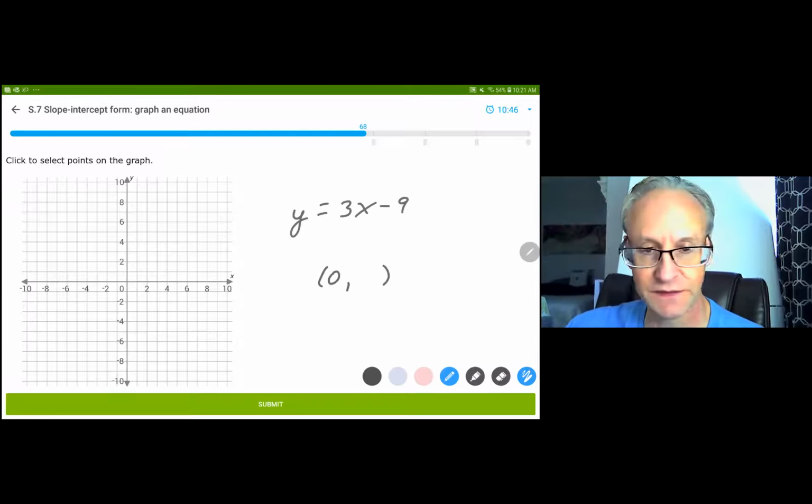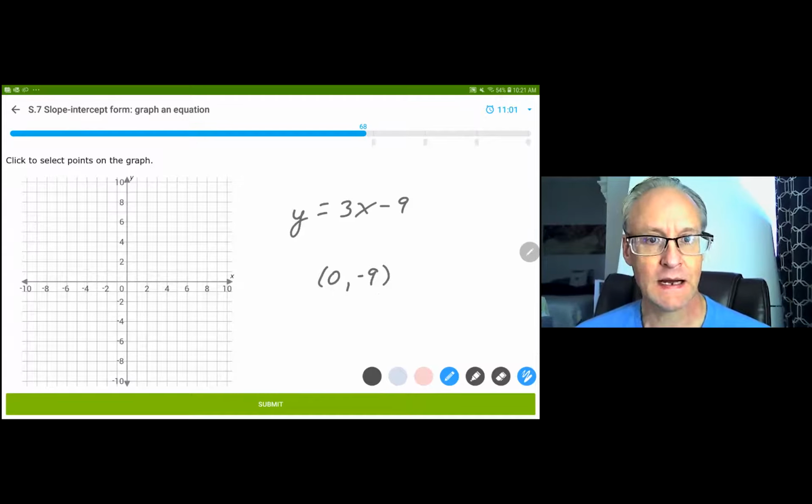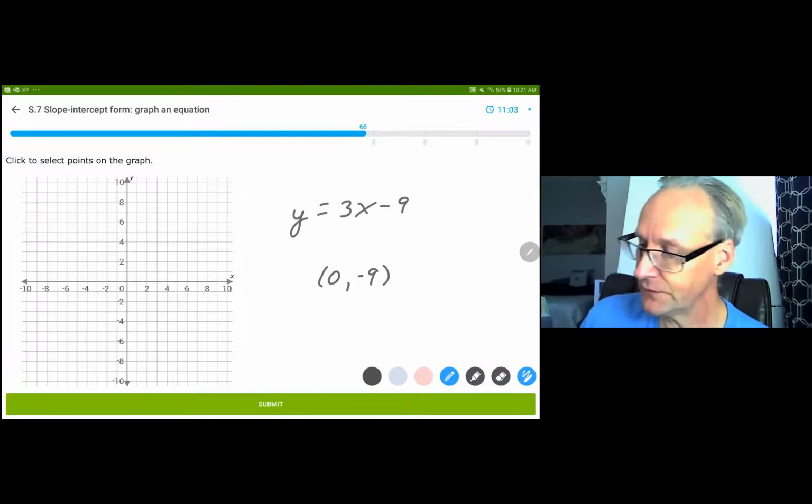0 times 3 is still 0, and then that gives me y equals -9, which is always this point. No matter what coefficient you have, if you put a 0 in for x, you're going to get this constant as your b value. Now, I didn't have to choose 0. I could have chosen 2.